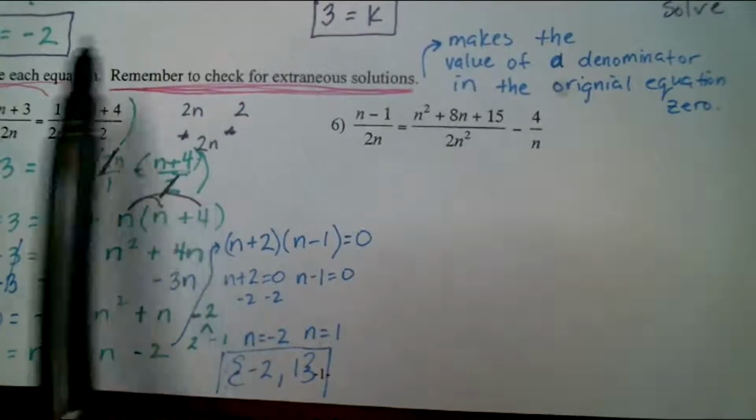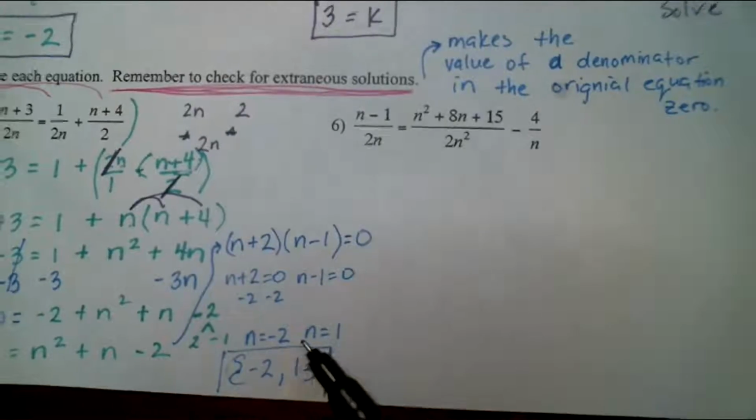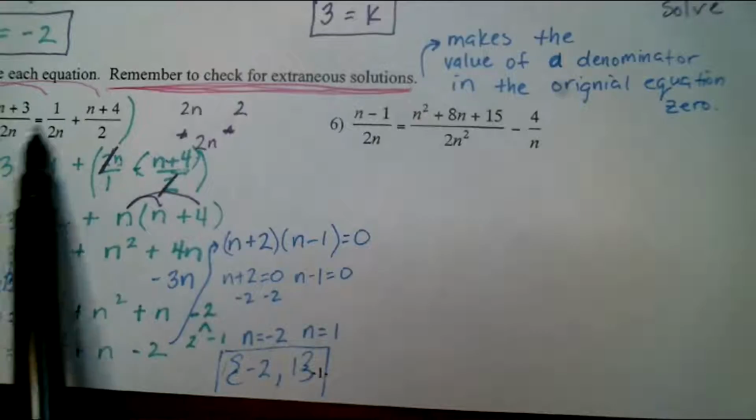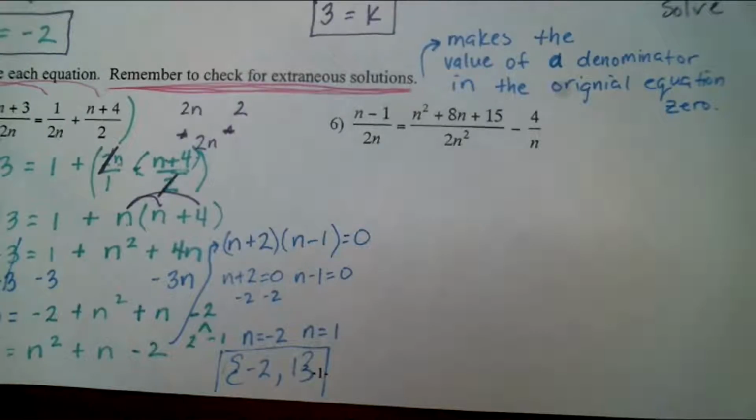So same thing as above, but what we're doing that's different is this right here. We just got to ask ourselves, will either one of those make the denominator 0? If not, then you're good.